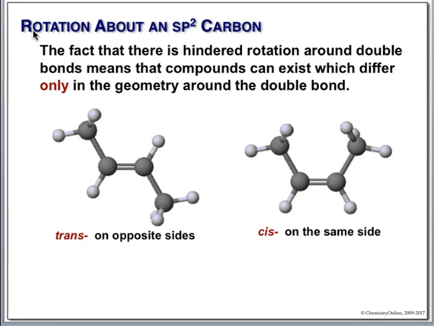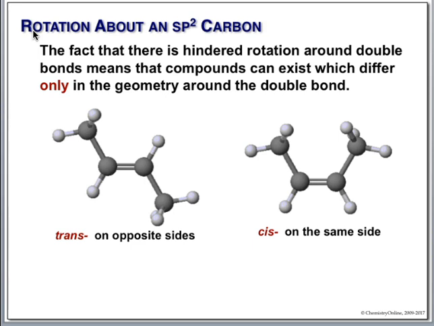Here we have two groups on the same side of our double bond. Here we have two on opposite sides. We call this cis, and we call this trans. Now, why is that important? Why do you care about that? Well, you're sitting here looking at me, aren't you? Or looking at something, maybe a phone, I don't know. But you're looking at something.